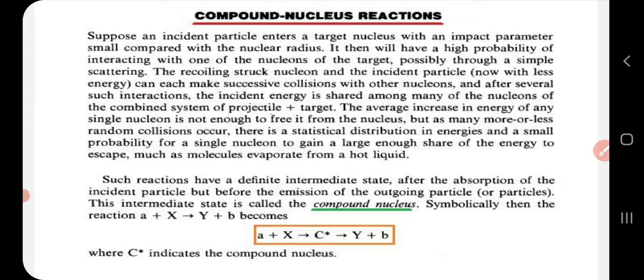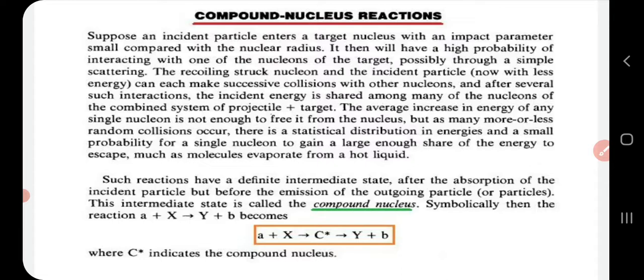In doing so, there will be a nucleon recoiling. That nucleon recoiling will include the transfer of momentum. So the recoiling struck nucleon and the incident particle will again make collisions with other nucleons, and after such collisions or interactions, a part of the incident energy will be shared among the nucleons of the combined system of projectile plus target.